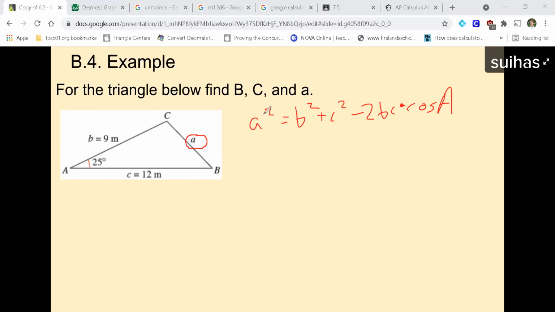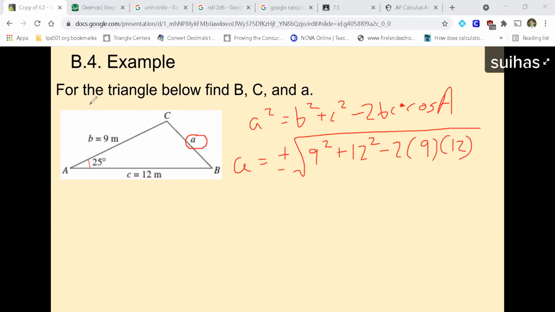If we want to solve this for A, instead of squaring it, we would square root, right? And so A will be the plus or minus square root. And if it's okay with you all, I'm going to plug in my numbers here. B is 9. C is 12. Minus 2 times 9 times 12 times the cosine of 25 degrees.